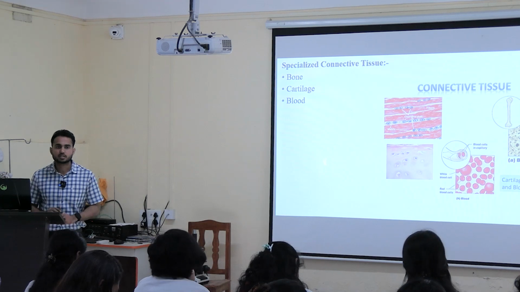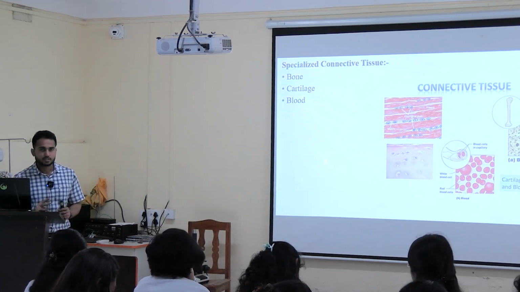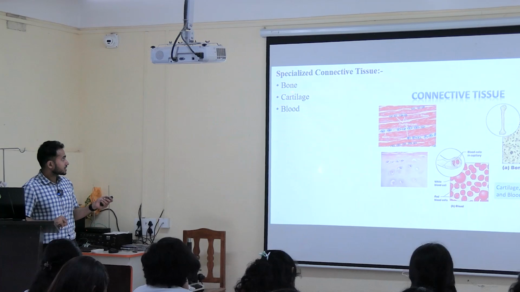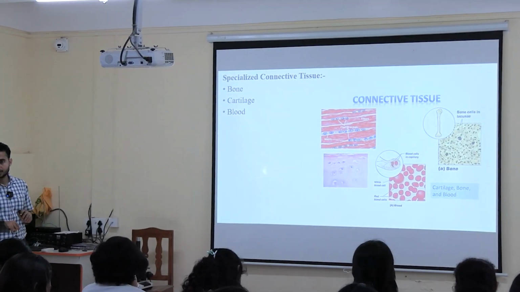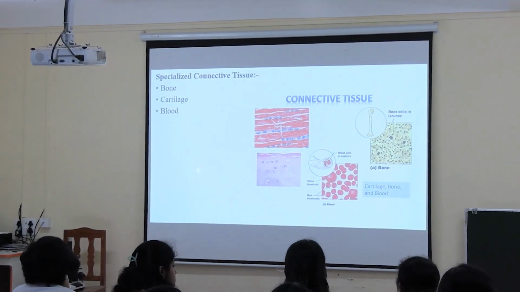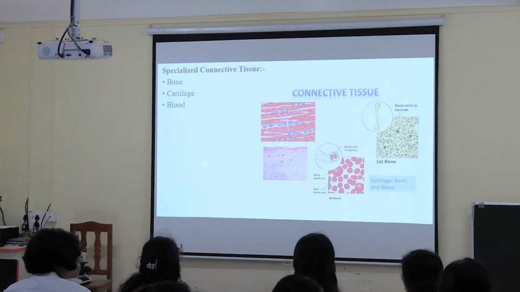Next one is the specialized connective tissue. In specialized connective tissue, as you can see, bone, cartilage and blood are there. Among them, what will we study today? The cartilage.